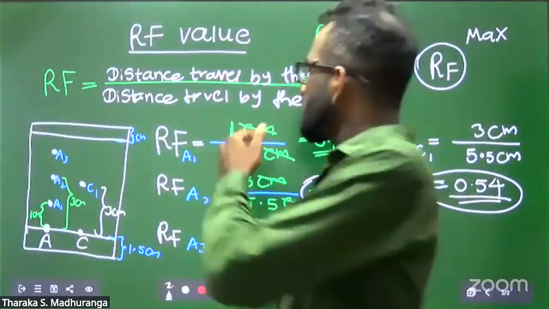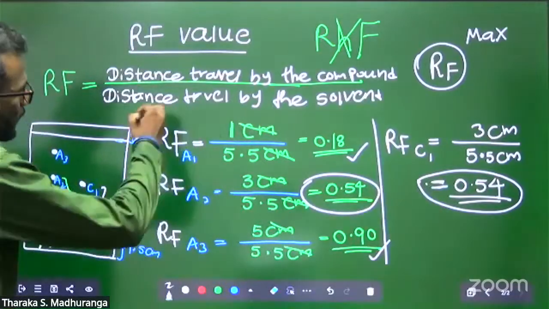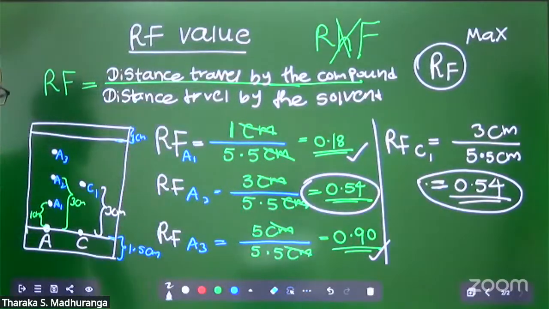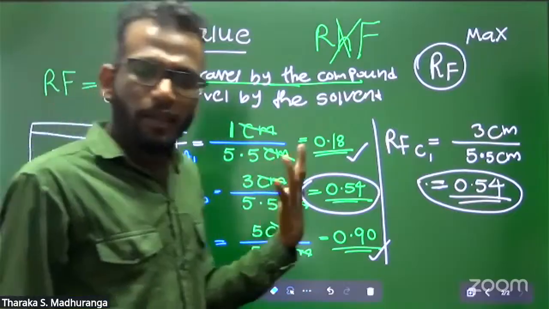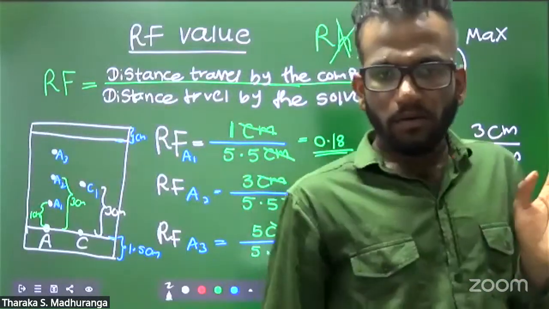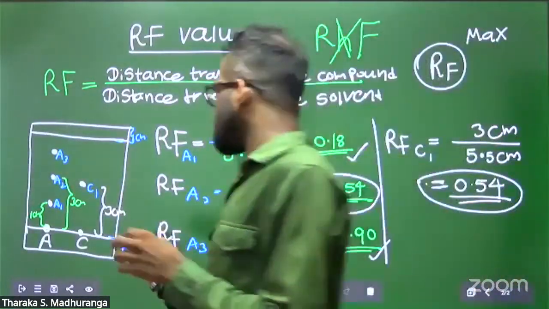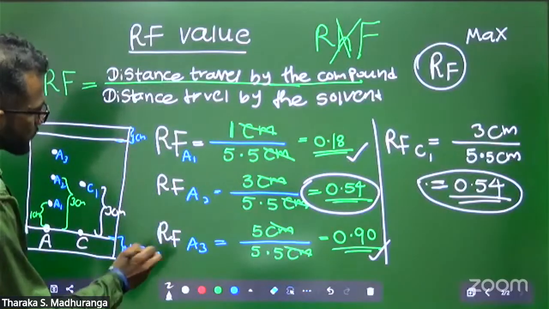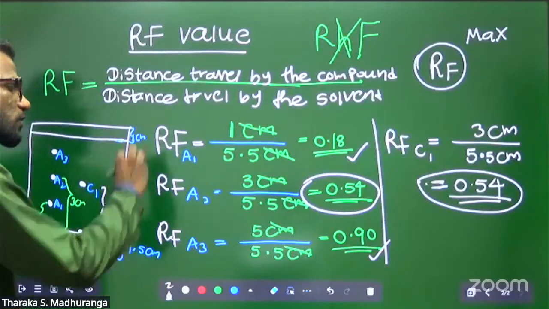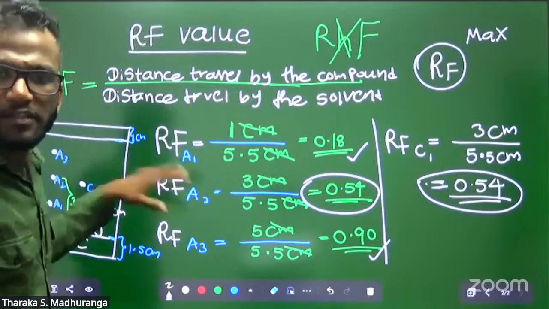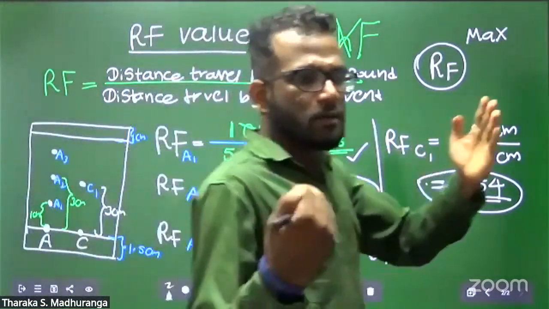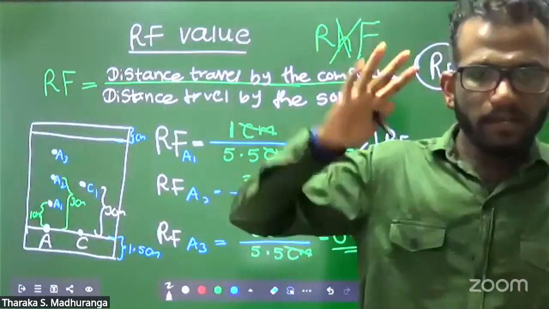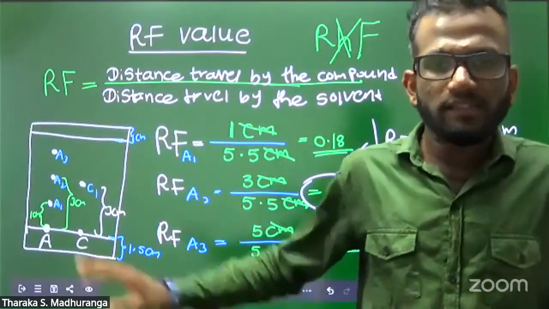The 5.5 is a constant. No, Amar. If I have an 8 centimeter height chromatography paper, the 1.5 is the baseline, the 1 centimeter is the solvent front line, then it is 5.5. If I use a chromatography paper of more than 10 centimeter, that is changing.